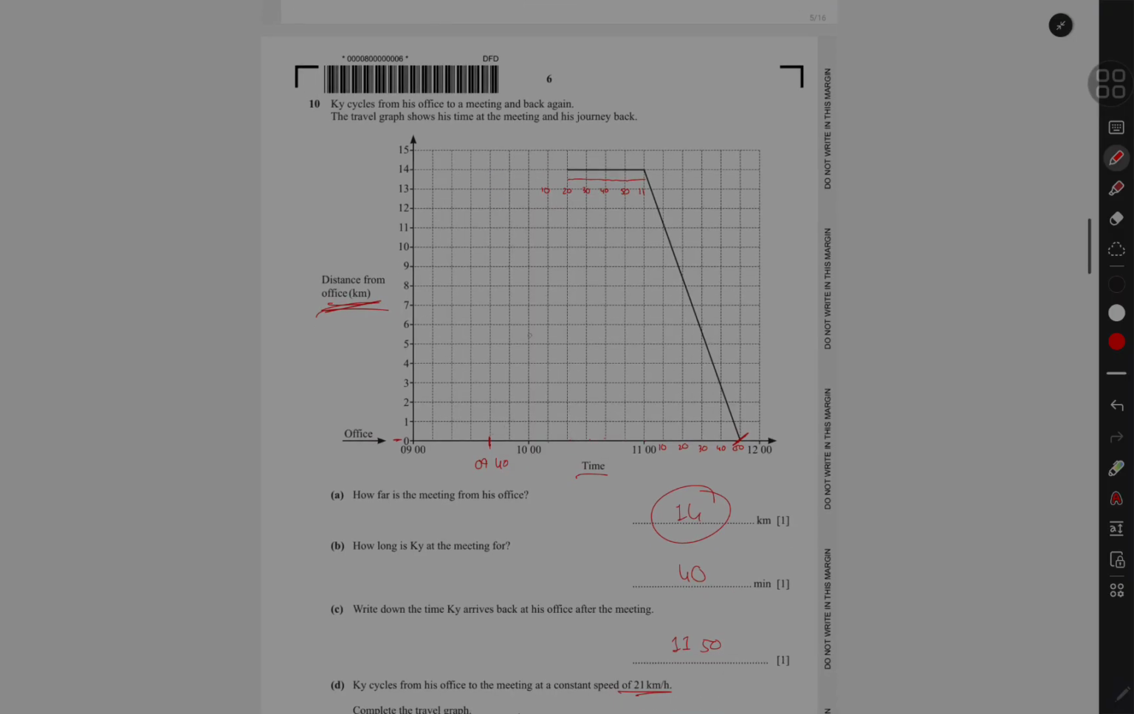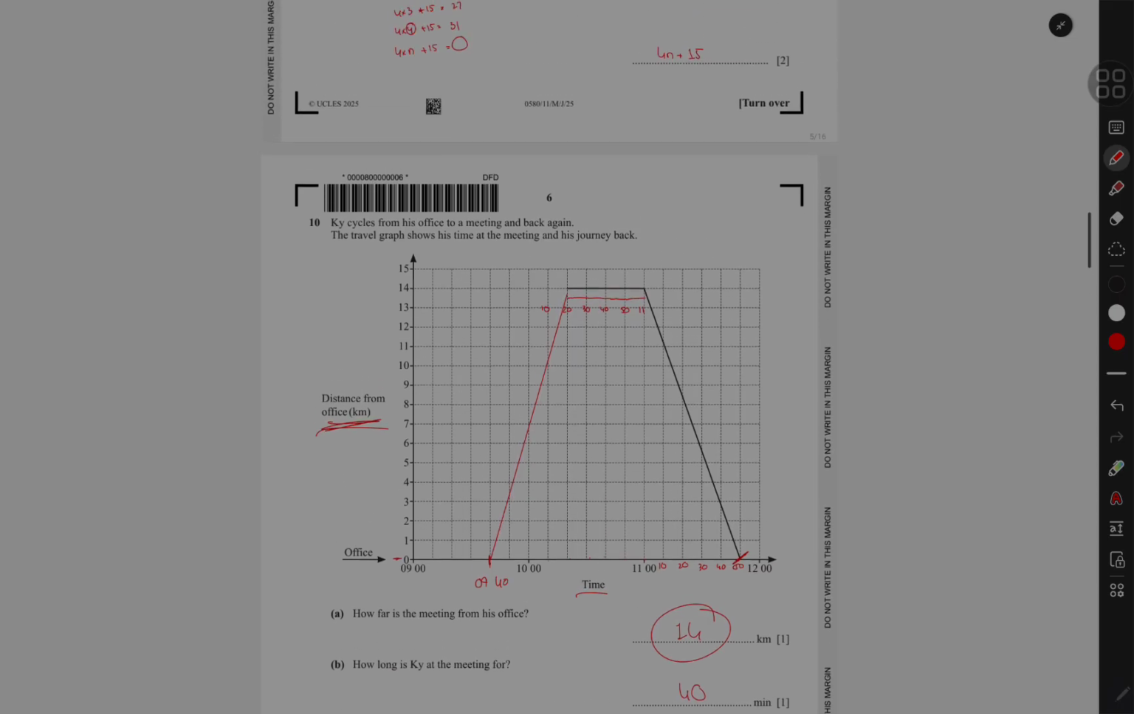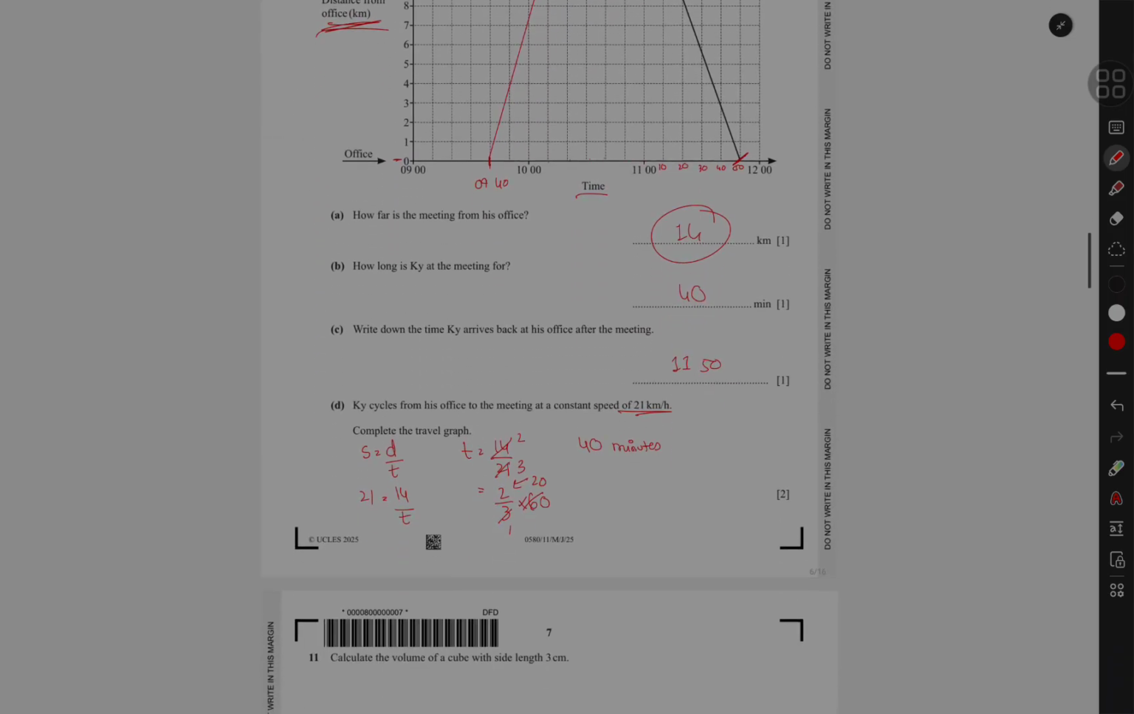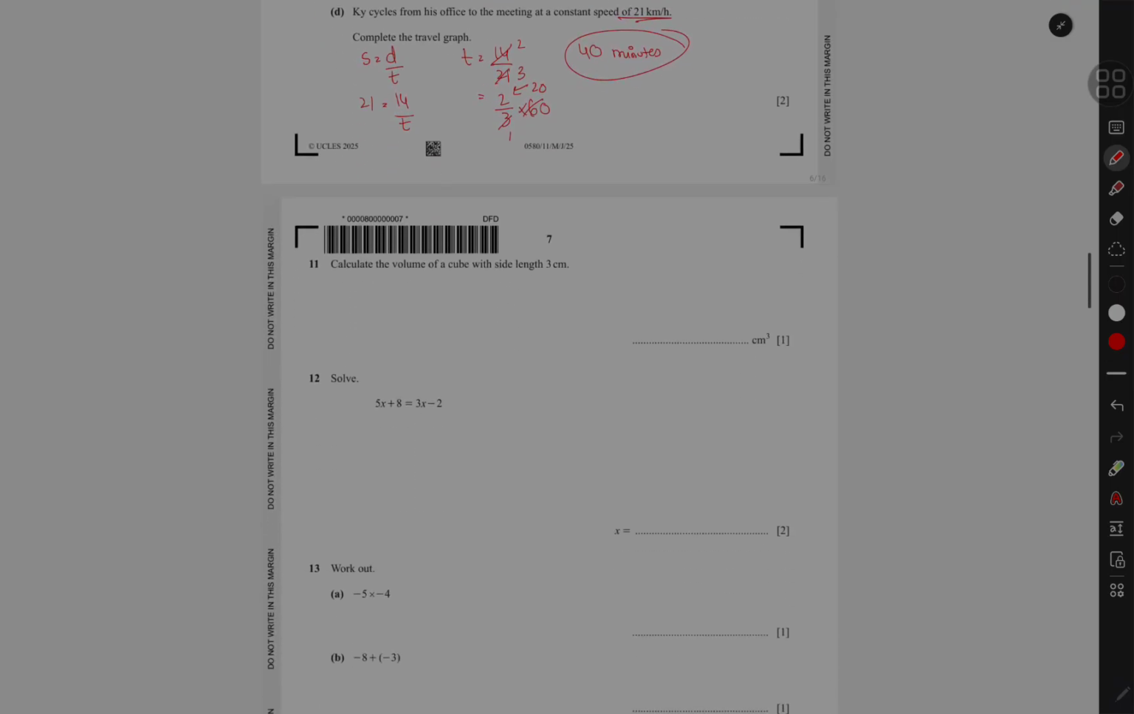He left his office, and then I can just draw a straight line until here. This is a little bit off, but okay. Let's just try again. Okay, and that's how you do it. So he took 40 minutes.